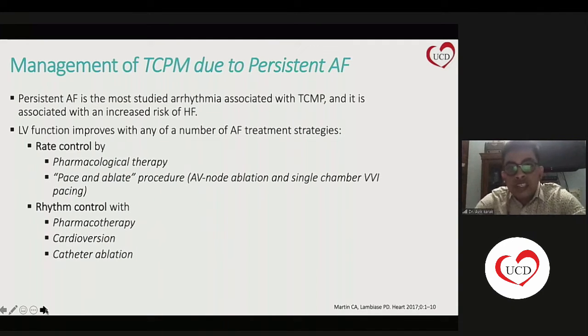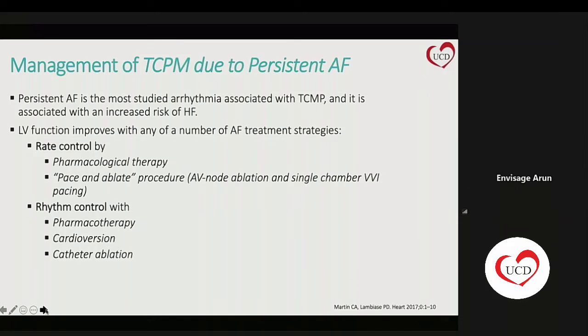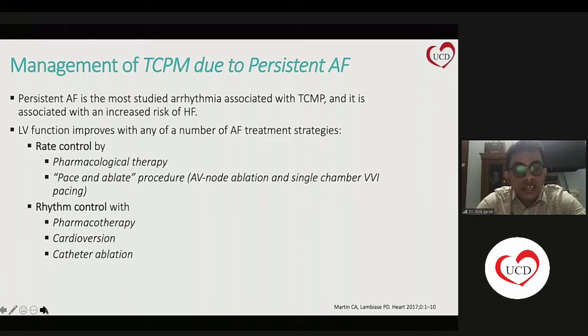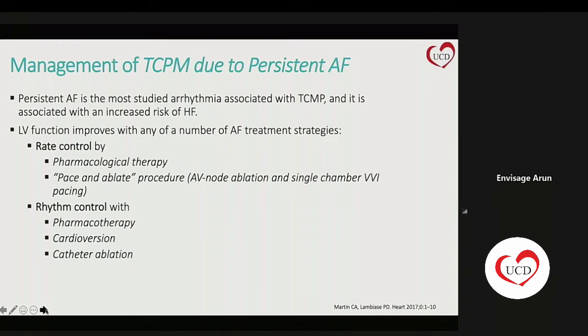Now, coming to persistent atrial fibrillation, it is one of the most common causes of tachycardiomyopathy in adults. Which has come earlier, whether the atrial fibrillation is the causative factor for the cardiomyopathy or the cardiomyopathy has led to atrial fibrillation, is a debatable question. It's not very easily answerable. It's sort of a question of whether the chicken has come earlier or the egg. Anyway, the LV function improves with any number of atrial fibrillation treatments, like rate control by pharmacological therapy, pace and ablate procedure, rhythm control with pharmacotherapy, and catheter ablation.